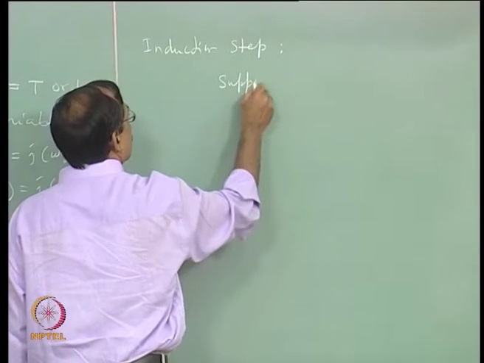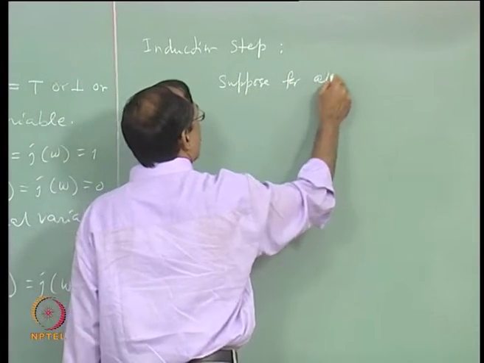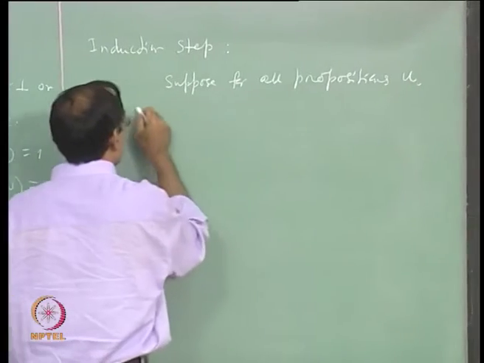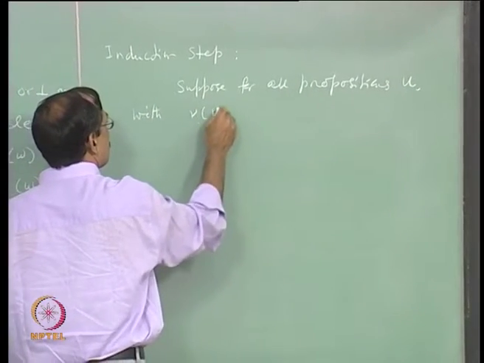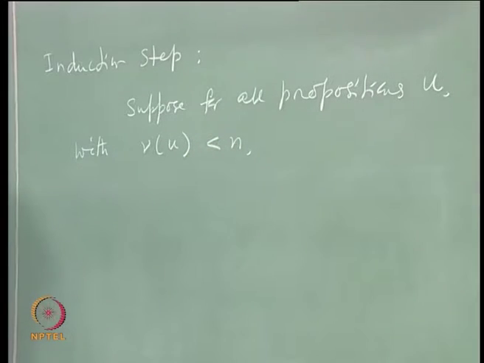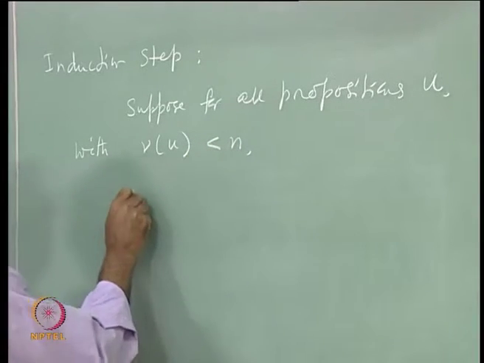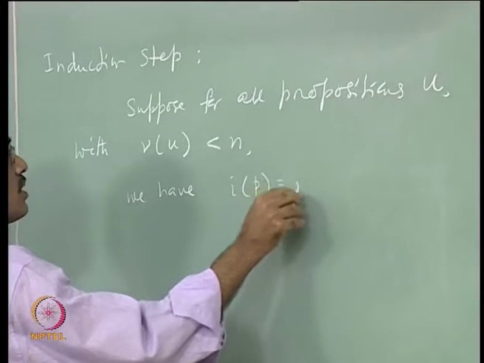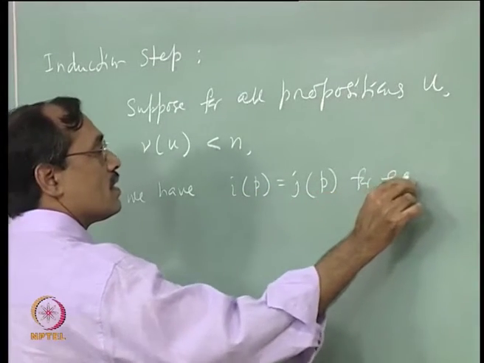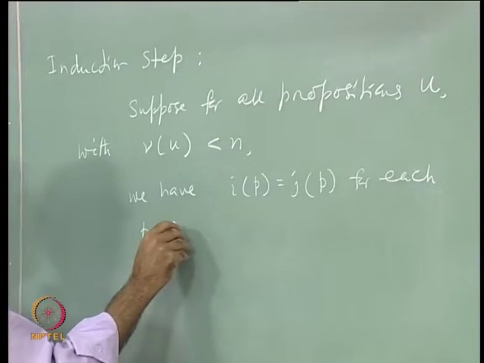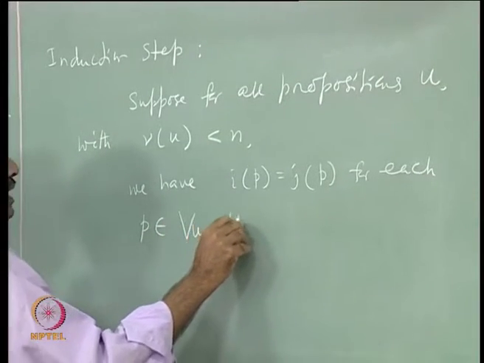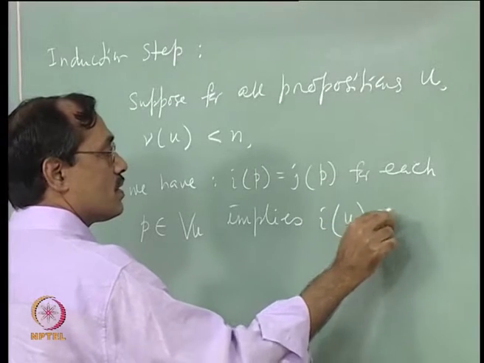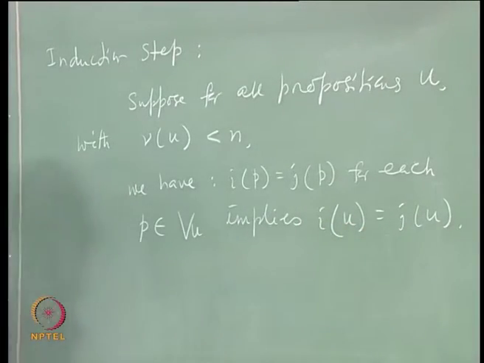Suppose for all propositions u with nu of u less than n, we have I of p equal to j of p for each p in V u implies I of u equal to j of u. This is the induction hypothesis, right.